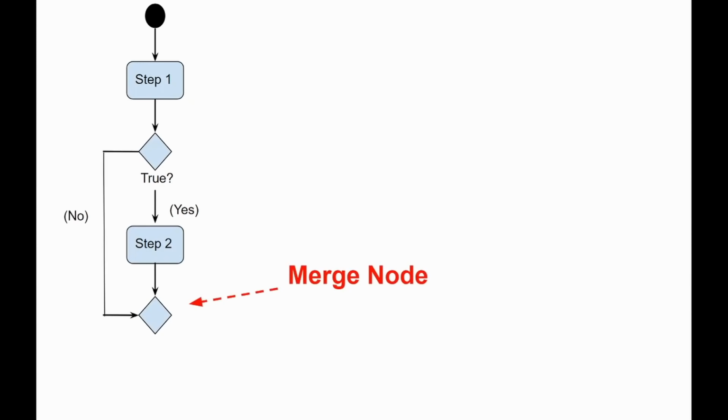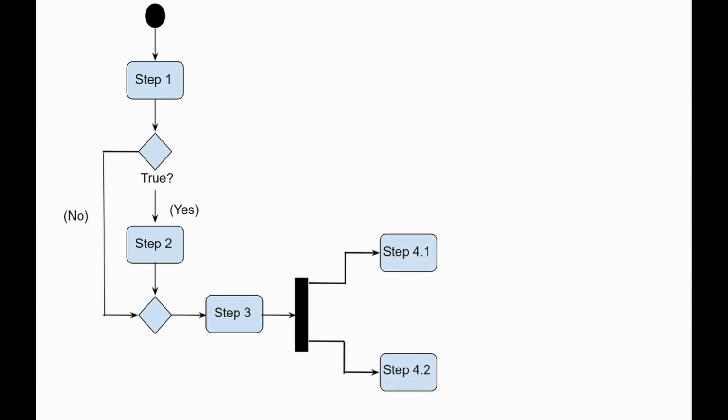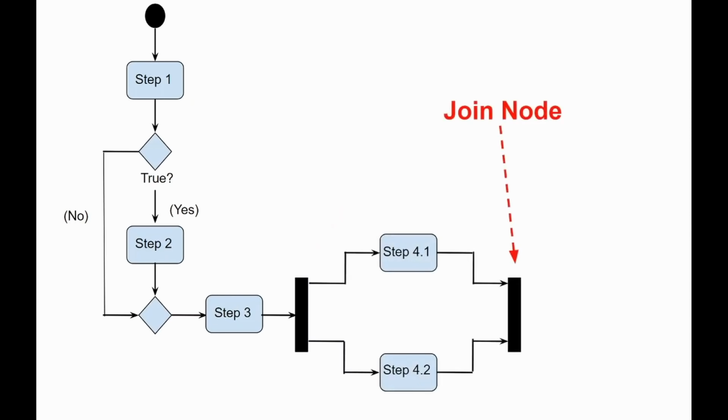Merge node. It merges the various threads that were created after the decision node. Fork node. Splits behavior into a set of parallel or concurrent flows of activities. Join node. It combines several parallel flows, usually separated by a fork node.